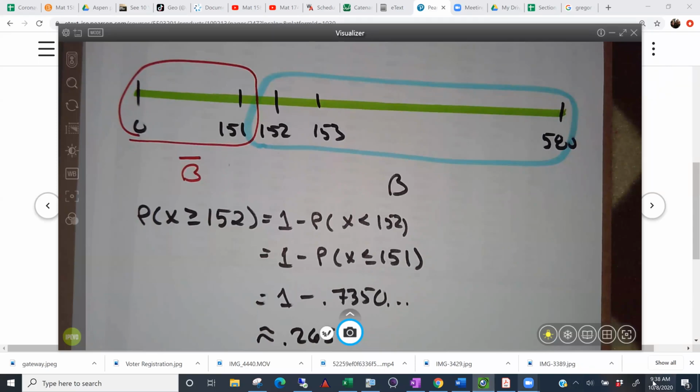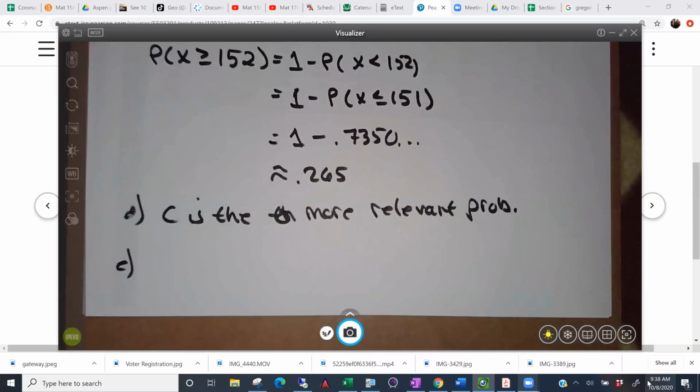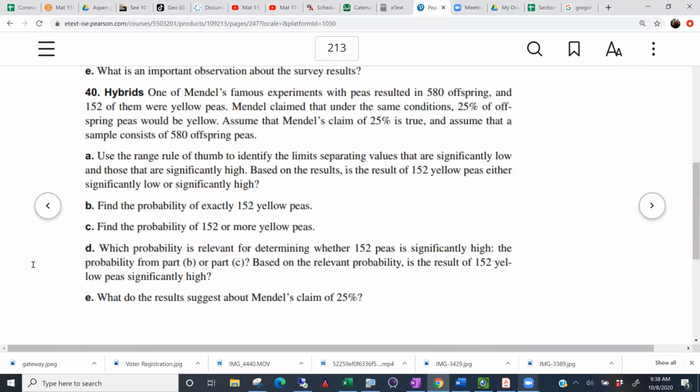I have a question with D. The question ends with whether it's significantly high or not. Would it be considered significantly high since we're using part C? No. It'd be significantly high if the chance of that happening was pretty small. Then it'd be a significant event.